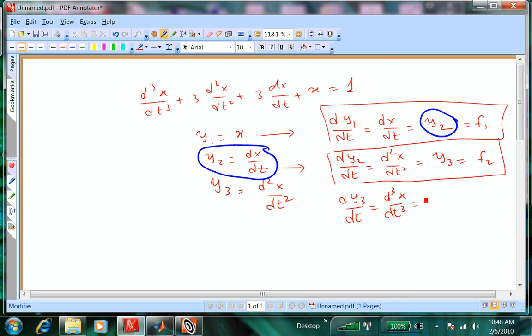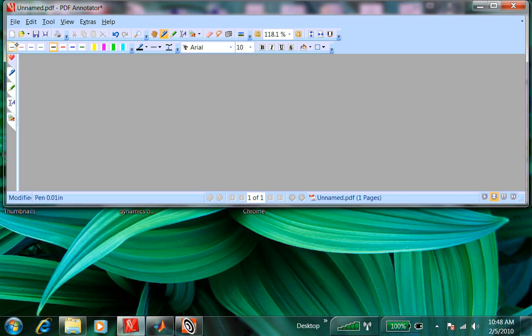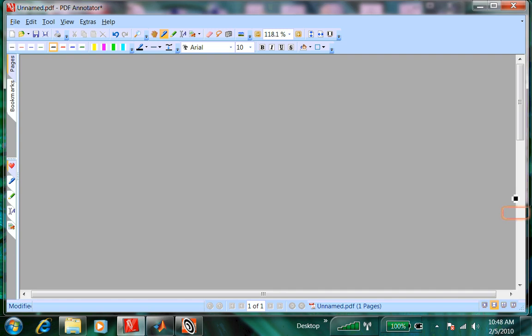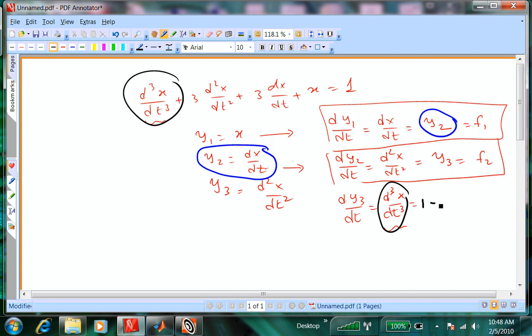Now I'm going to use the original equation that is given to find out what d cubed x/dt cubed is, that is this term. I'm going to look at this term and move everything else to the right-hand side and get my function f3 from that. So f3 is going to be 1 minus x minus 3 dx/dt minus 3 d squared x/dt squared. All I've done is, for the last equation, I need the third derivative, so I'm keeping the third derivative on the left-hand side and moving everything else to the right-hand side. And that is my f3, the third function.